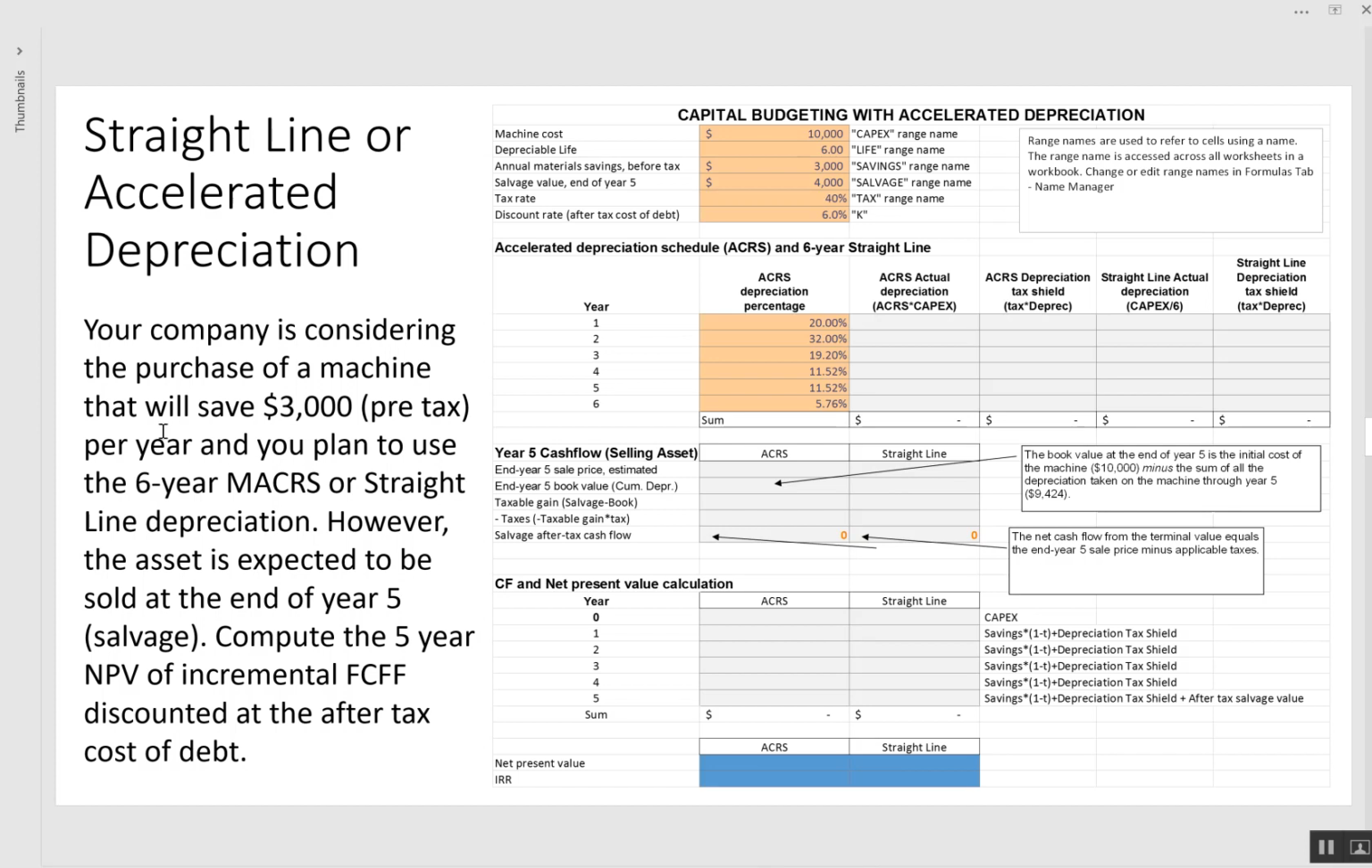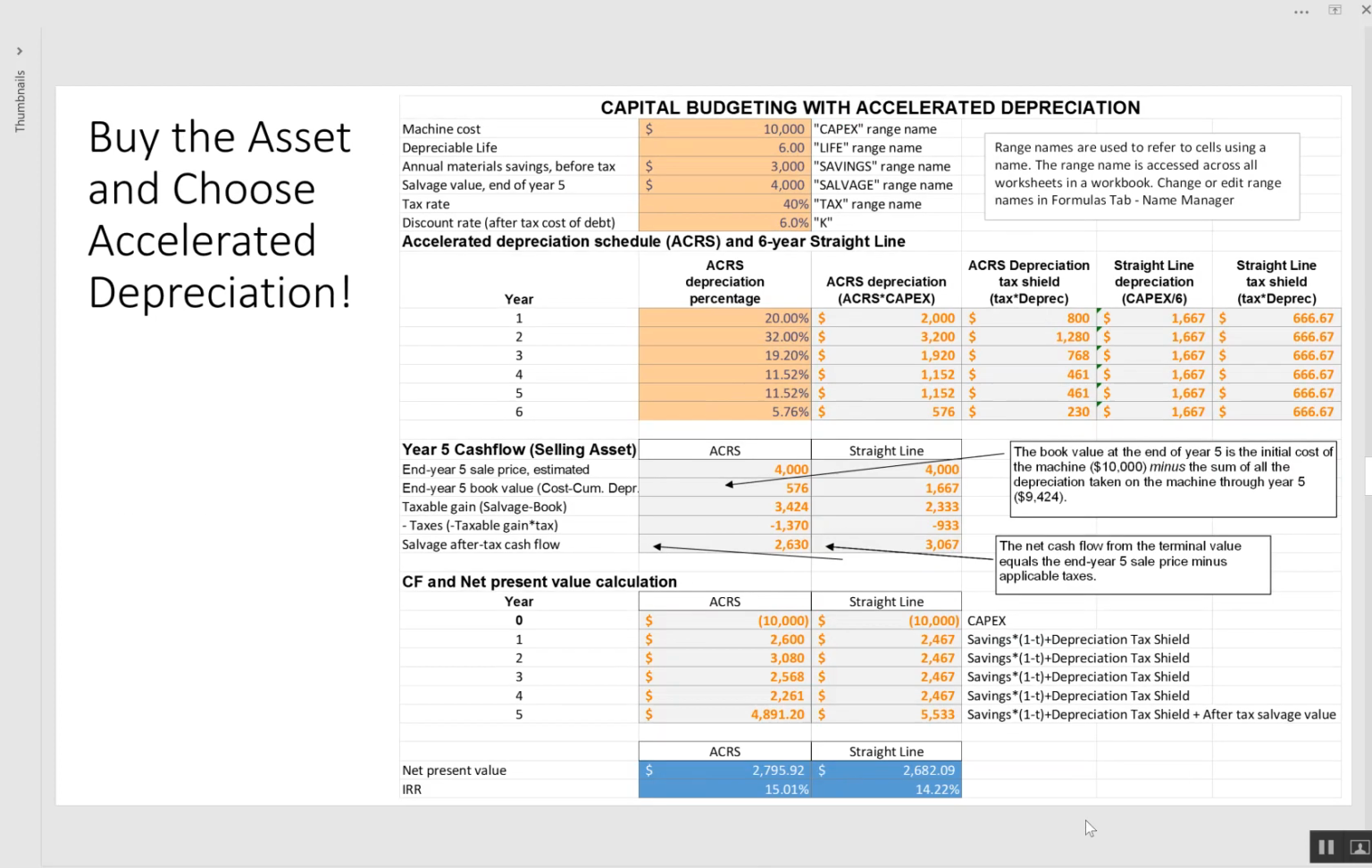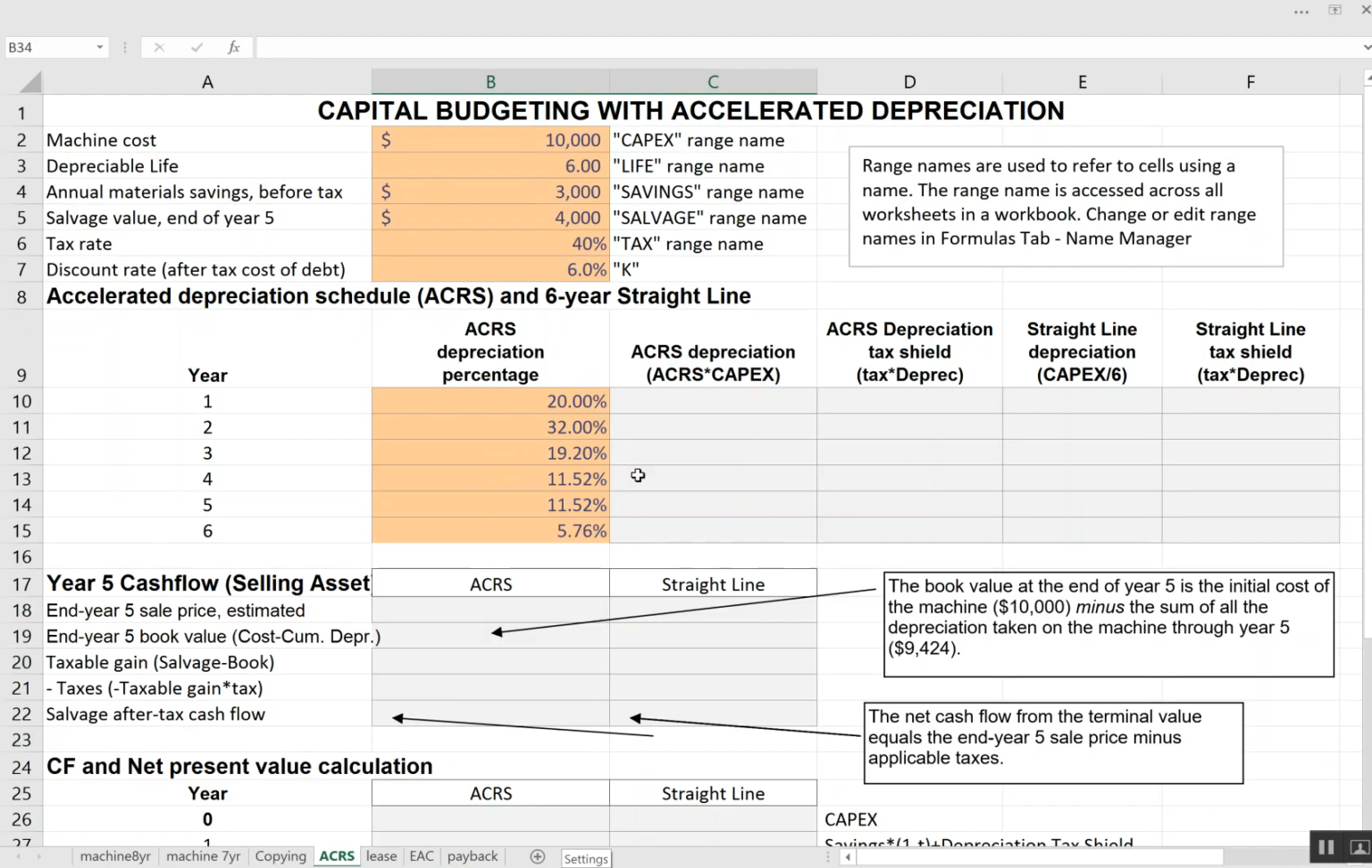We're considering the purchase of a machine that will save $3,000 pre-tax per year. Now you have a choice. You can either use accelerated depreciation or straight line. We'll do it both ways. And we're going to calculate whether we should do it and then the impact of using accelerated depreciation. So I'm going to take my worksheet, and first calculate my depreciation.